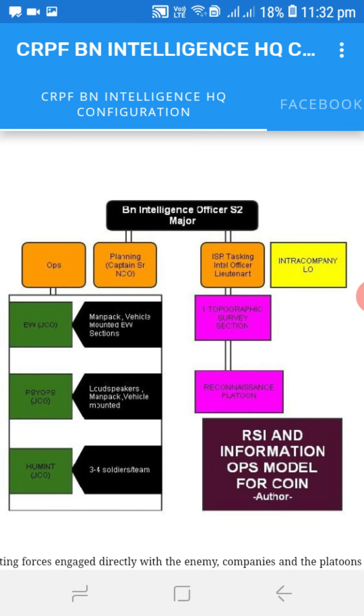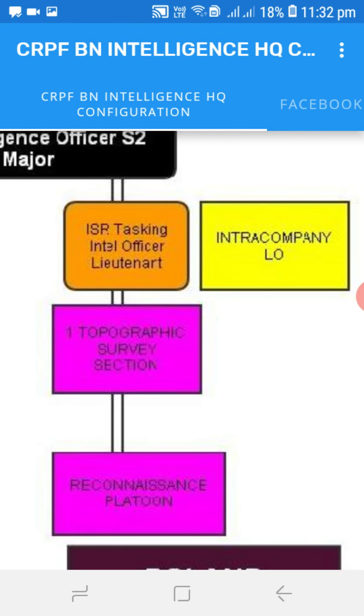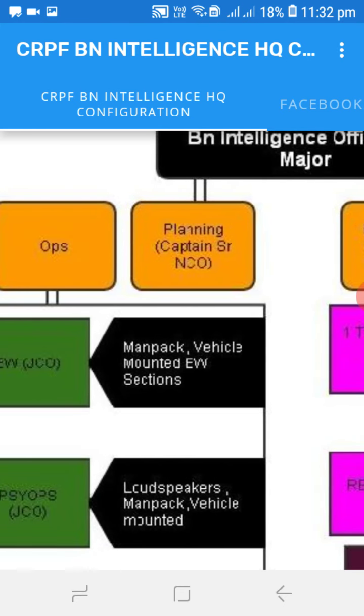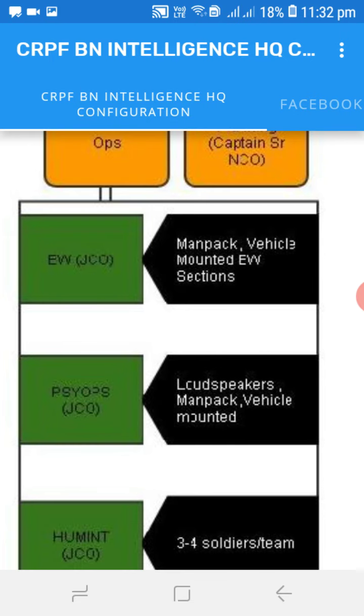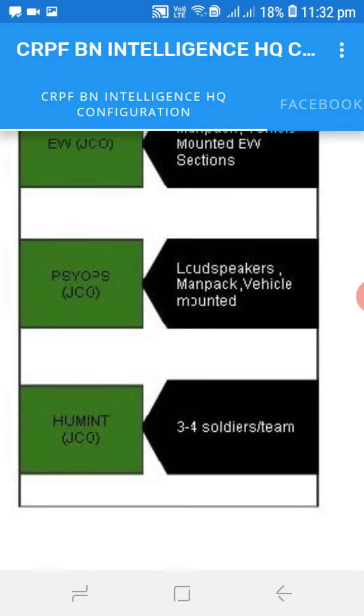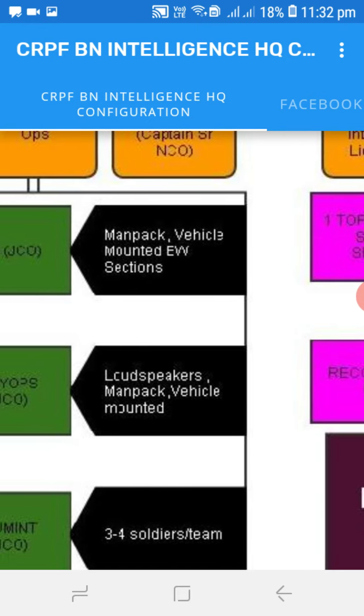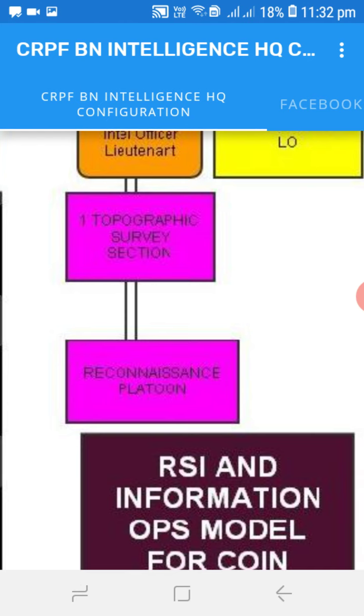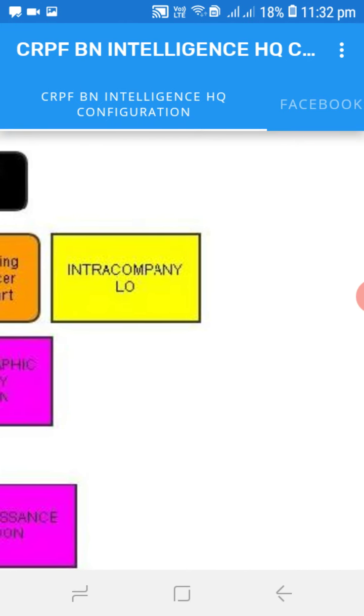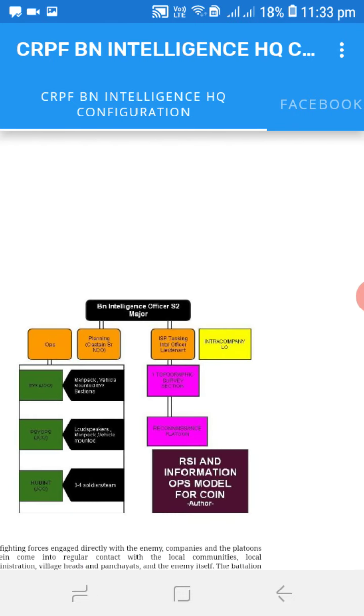In the army is a major, like a CRPF would carry an inspector. The ops, planning, then ISR tasking, intra-company liaison officer. Ops has the electronic warfare, PSYOPs, HUMINT, 3-4 soldiers team, loudspeakers, man-packed vehicle mounted EW sections. And here we have topographic survey section, reconnaissance platoon, and we have the inter-company LO. This is a simple basic structure I had created, the RSI information ops model for COIN.